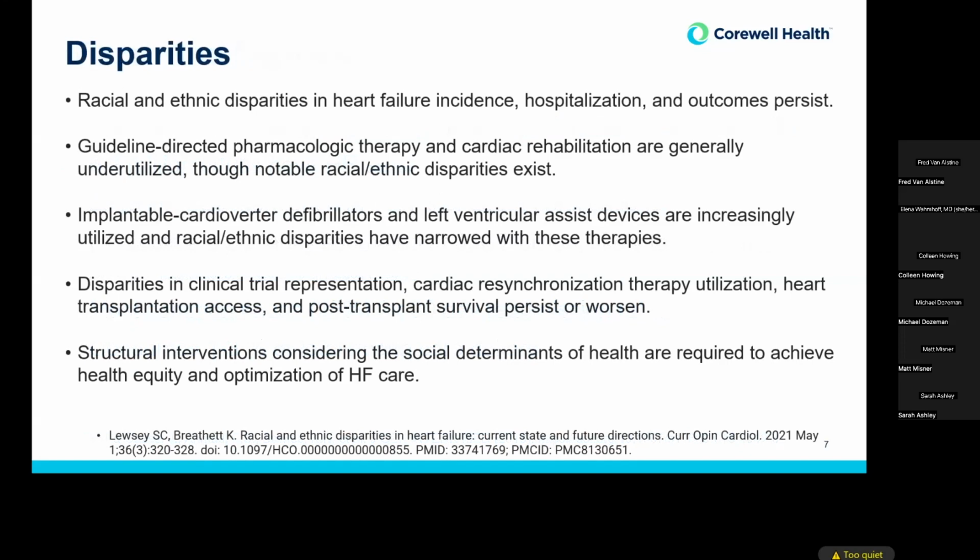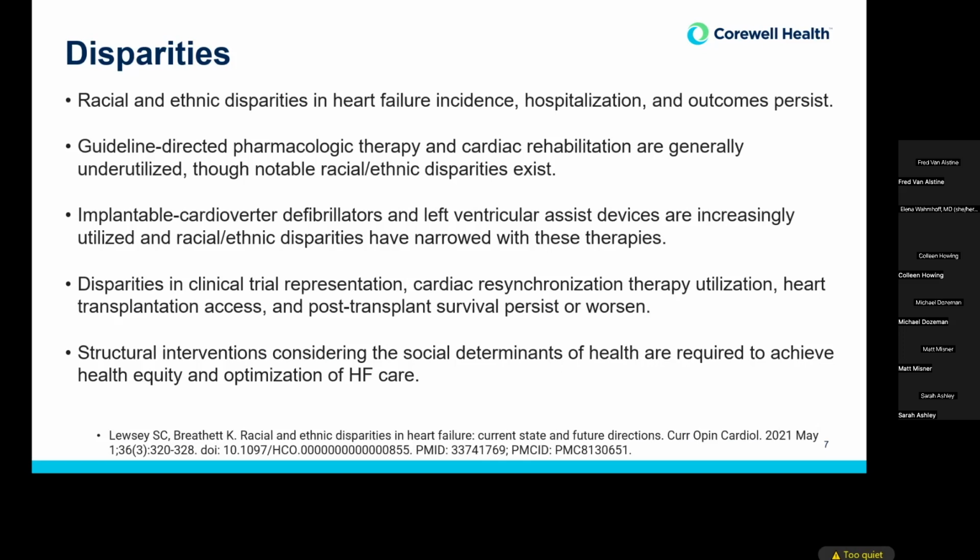Just like in every other disease-specific treatment or cause that we talk about, the disparities in heart failure are just staggering. Anytime I present this slide, I sort of get kicked in the gut as if I'm reading it or learning it for the first time, because it's just really stunning in a very negative way. But racial and ethnic disparities in heart failure are well documented. We see it in the literature.